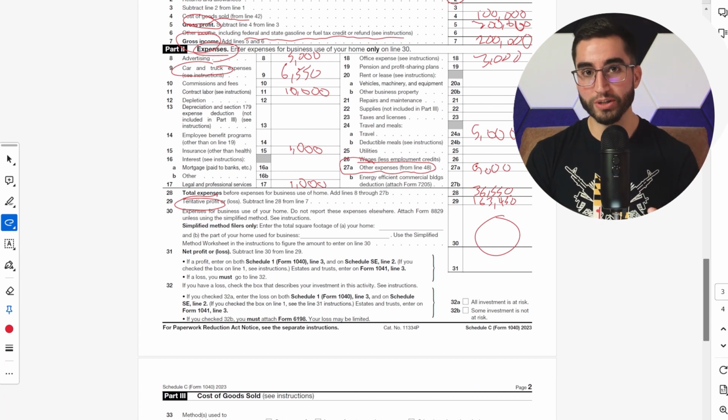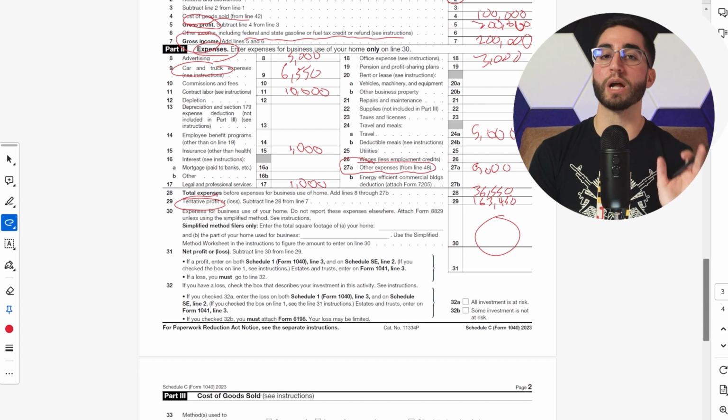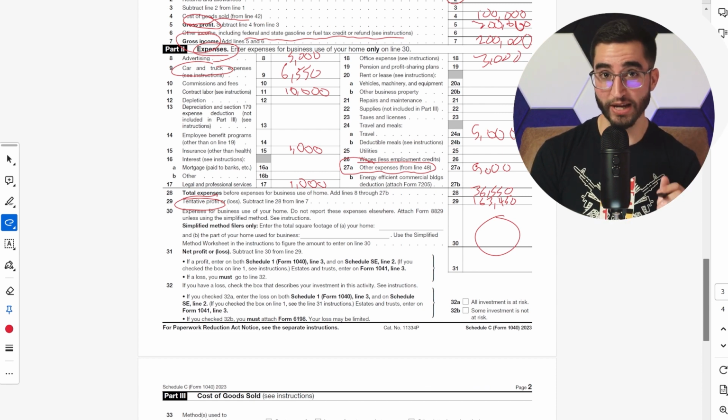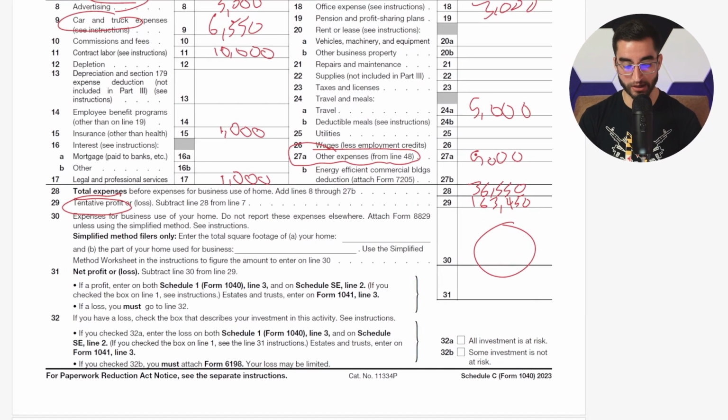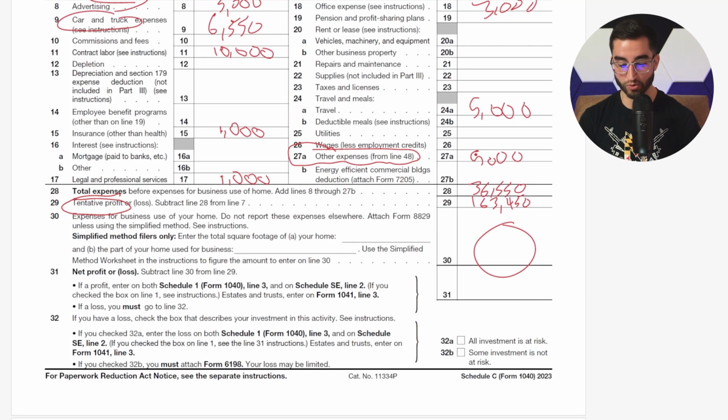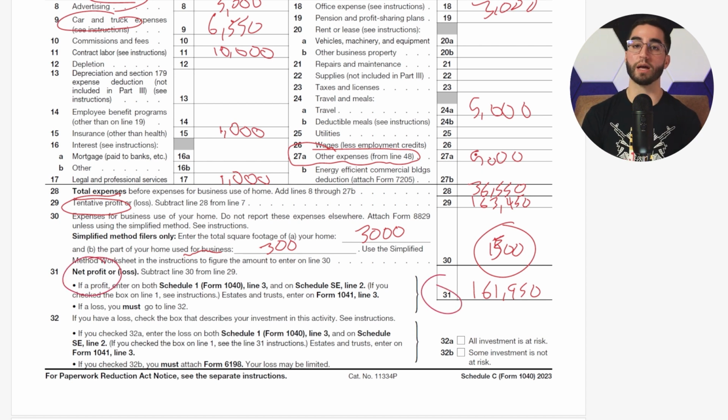So we're going to use the simplified method because we're not looking at the Form 8829, which is where those actual expenses would go. So right here is where we'd fill out the simplified method, total square footage of our home. Again, we're just going to use that 3,000 square feet. And we have 300 square feet used for the business. So I'm going to get a $1,500, a little extra deduction right here from the business, which gets me down to $161,950 of net profit.